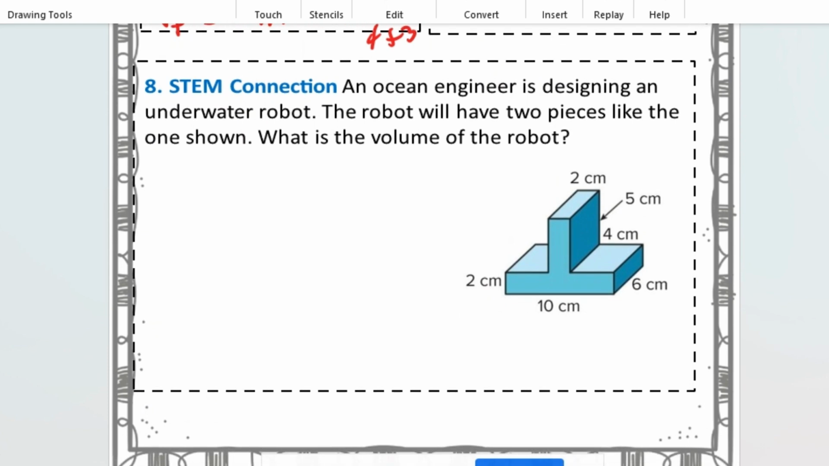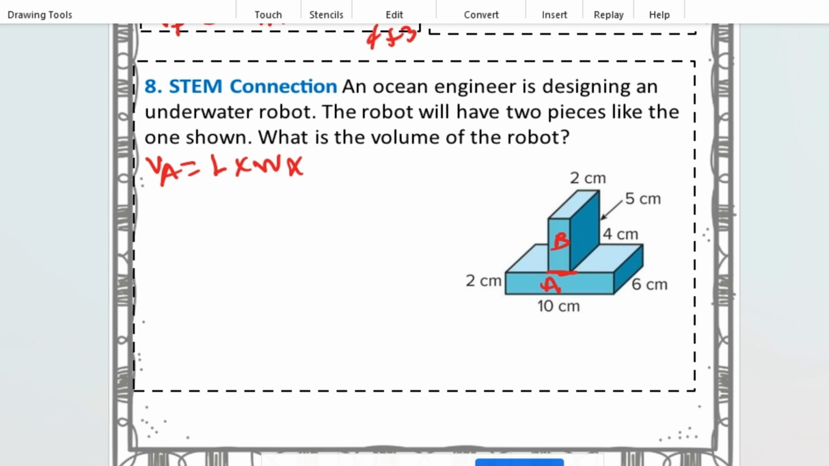Here we have an ocean engineer is designing an underwater robot. The robot will have two pieces like the one shown. So we have two pieces, this down piece or the base, and this rectangular prism on top. What is the volume? It's the same. We just here decompose the figure. So we have this shape A, this is shape B. So we find here V of A equal L times W times H, sorry.